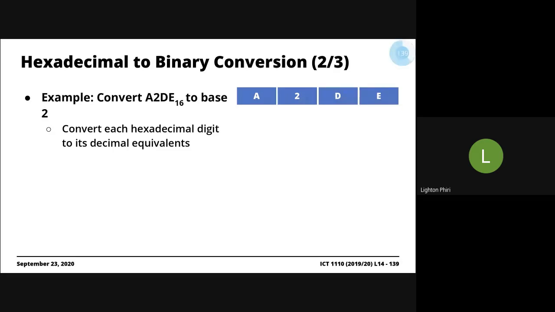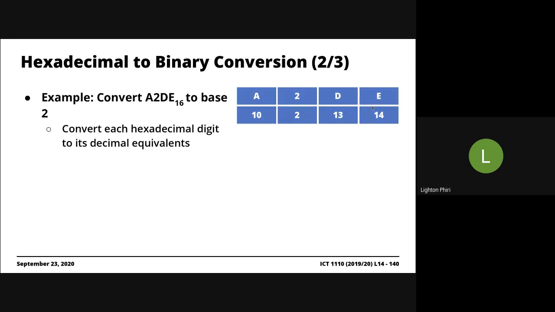So converting A2DE base 16 into base 2, for instance, we're saying the first thing we need to do is convert these hexadecimal symbols into their equivalent decimal symbols. Now, this example here is pretty interesting because three of the 4 symbols are not associated with the 10 decimal symbols that we normally work with. And so we need to identify the corresponding decimal equivalents. So A is 10, 2 of course is still going to be 2, D is 13, E is 14.